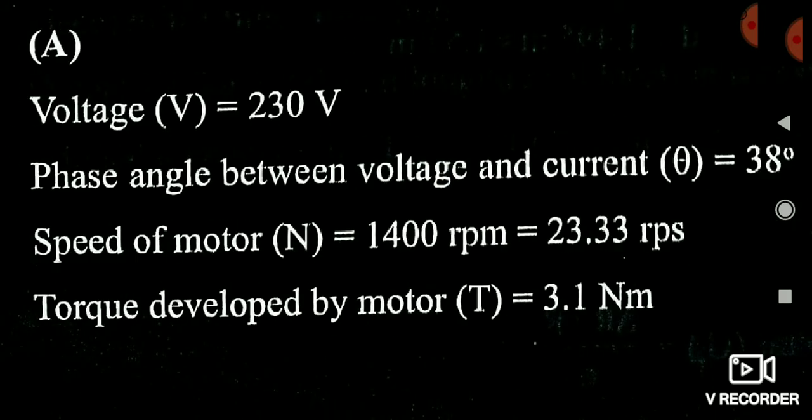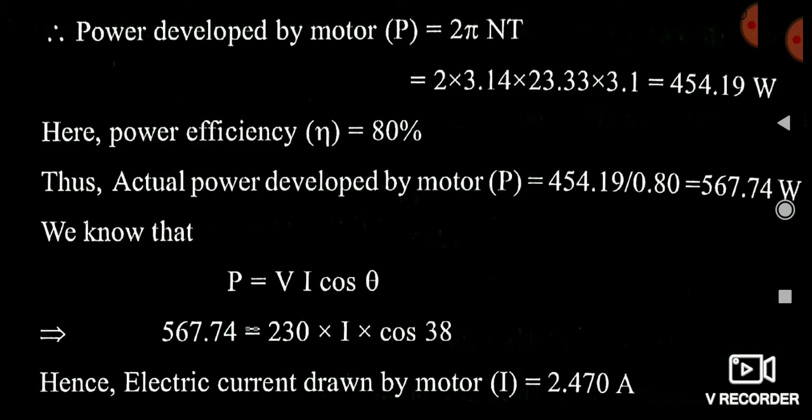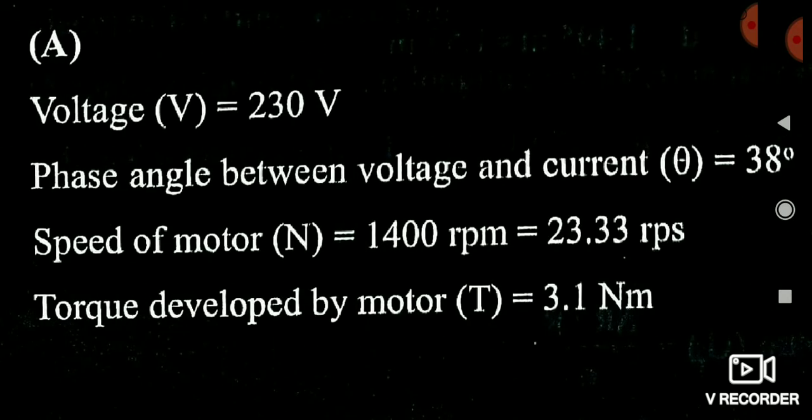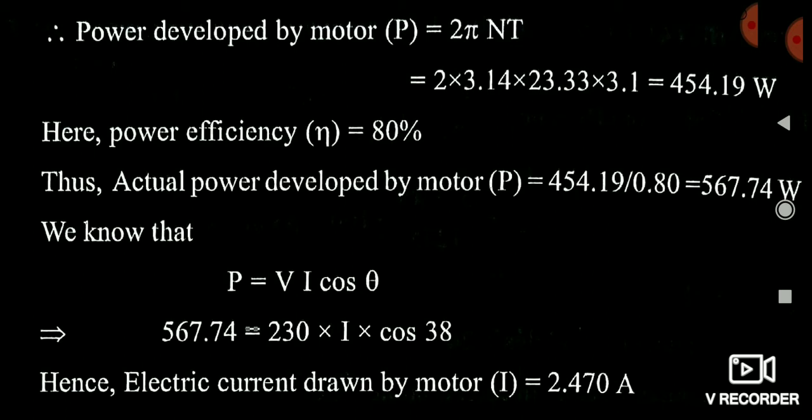Friends, the first thing you should do is calculate how much is the power generated by the motor. The speed is given 1400 rpm and the torque is given 3.1 Newton meter. So all of you know that power developed by motor is equal to 2 pi nt by 60. Here n is 1400 rpm, divided by 60, so you get it in rps. So 2 pi nt by 60, you will get 454.19 watt.